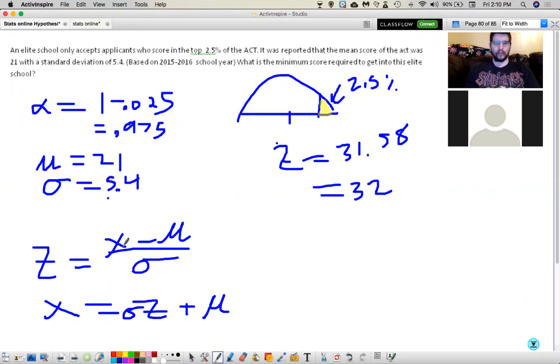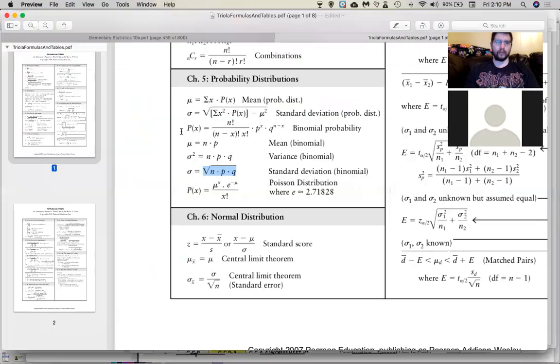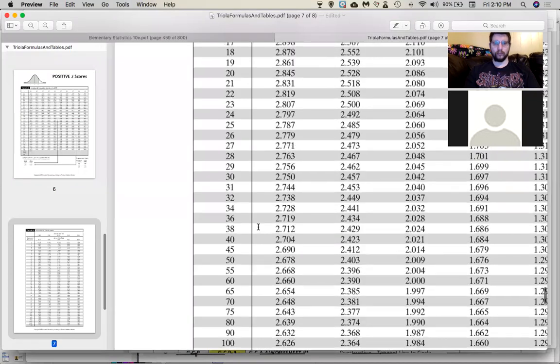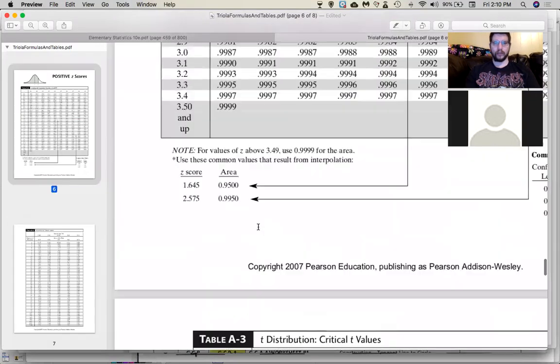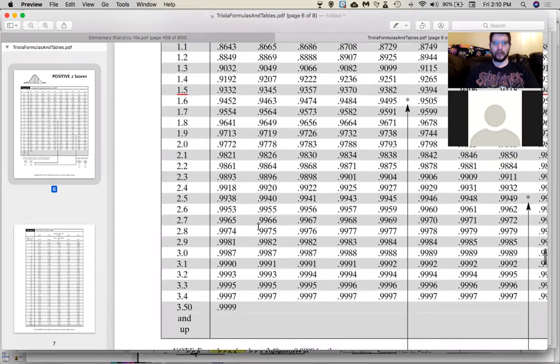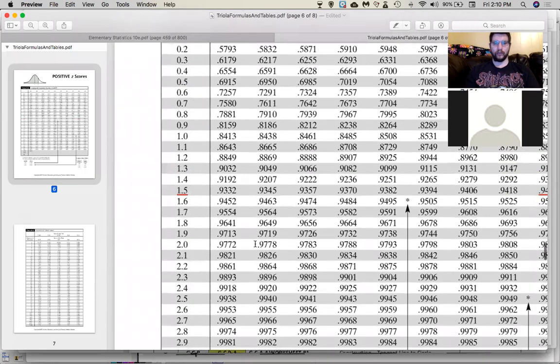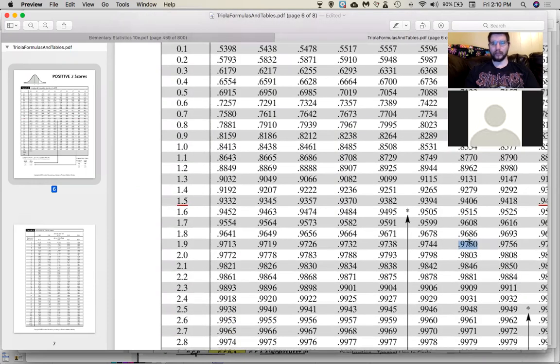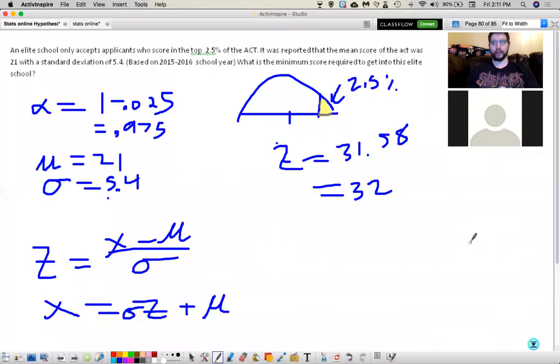Sigma is given to us, mu is given to us. What's not given to us is the z-score. So we're going to look up 0.975 on the z chart. So we're in the z chart here, 0.975. Oh, right here. 1.96, I do believe. Yep, 1.96 is the z-score corresponding to that alpha value.